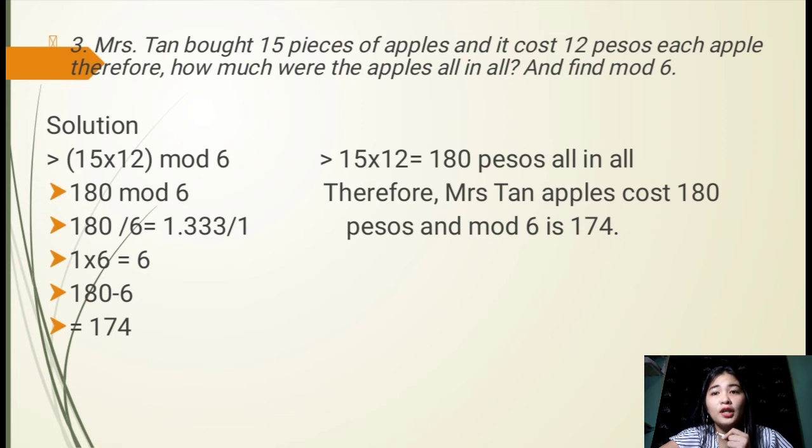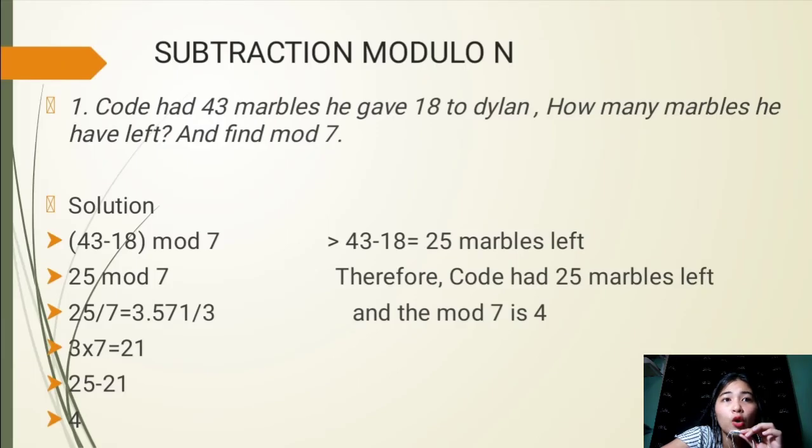So therefore, Mrs. Stan's apples cost 180 pesos, and mod 6 is 174. And now, we will go to the subtraction modulo n, and it is the last operation we will solve.